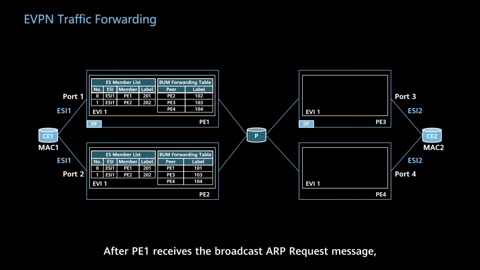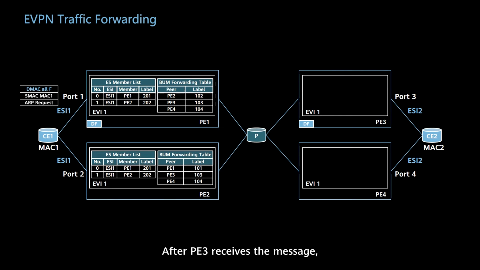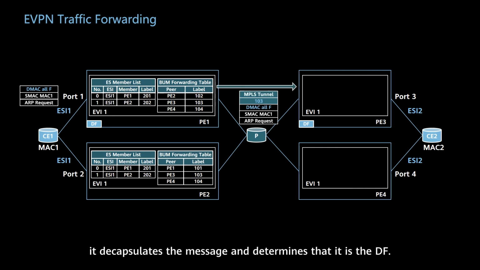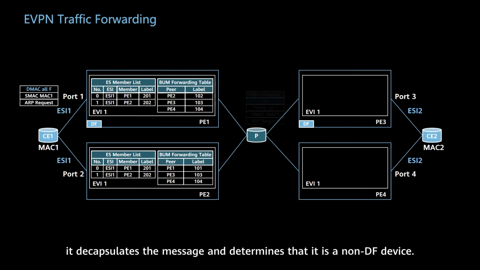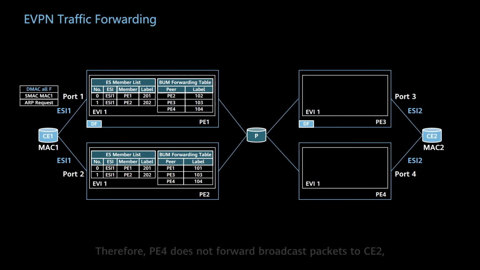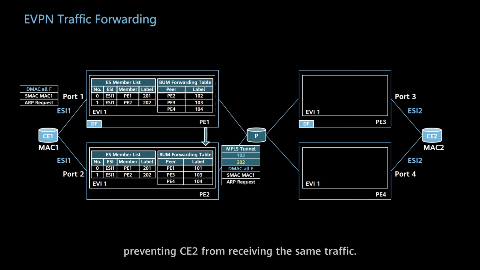After PE1 receives the broadcast ARP request message, PE1 sends the packet to all its peers based on the local BUM traffic forwarding table. After PE3 receives the message, it decapsulates the message and determines that it is the DF. Therefore, PE3 forwards the broadcast packet to CE2. After PE4 receives the message, it decapsulates the message and determines that it is a non-DF device. Therefore, PE4 does not forward broadcast packets to CE2, preventing CE2 from receiving the same traffic.